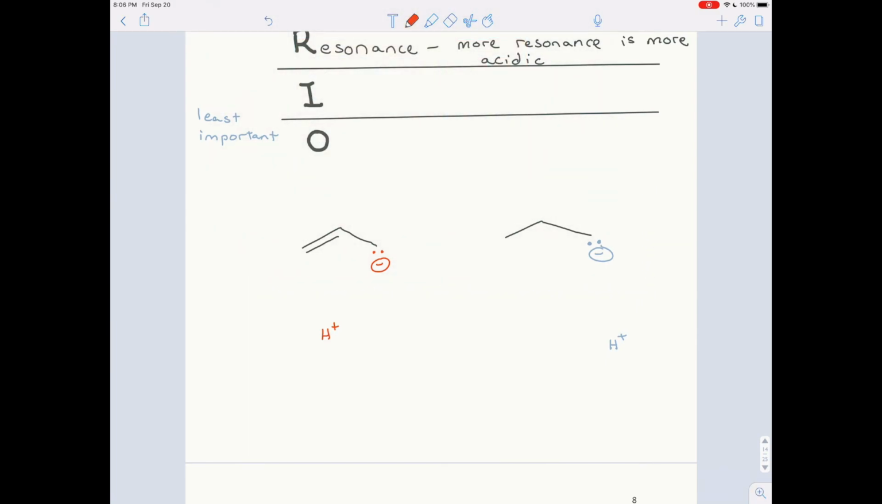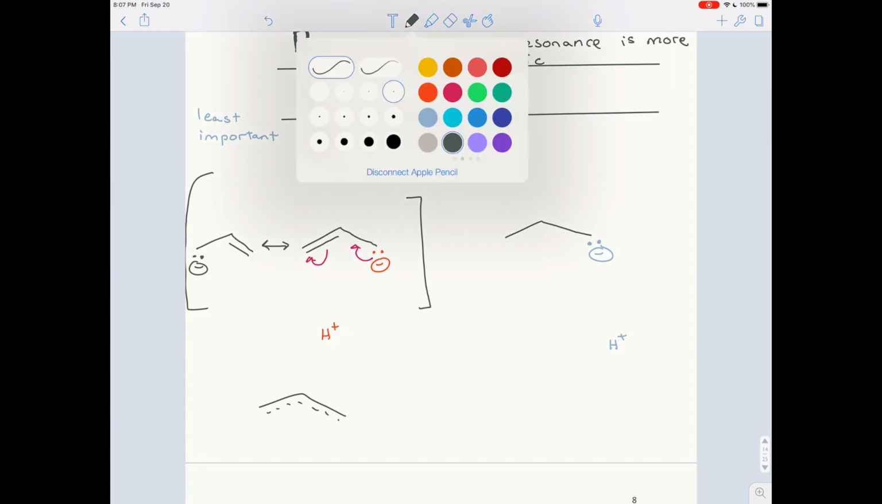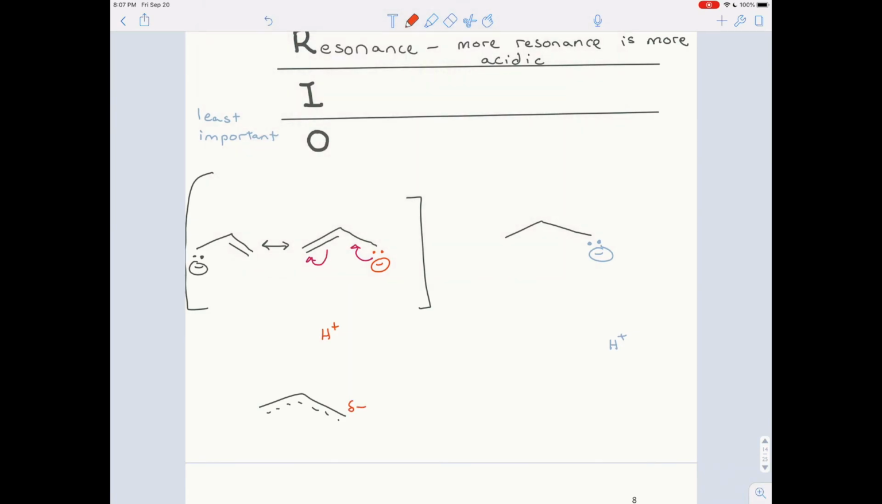Well, you'll notice that that lone pair is allylic. It's one atom away from an atom in a double bond. And that means that you have resonance there. This lone pair, if you wanted to draw the other resonance structure, you could draw something like this. And the idea with those resonance structures is that the true molecule is something like this, with a slight negative charge on the two end carbons.